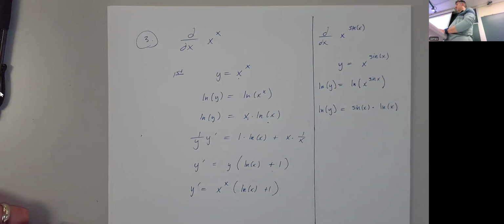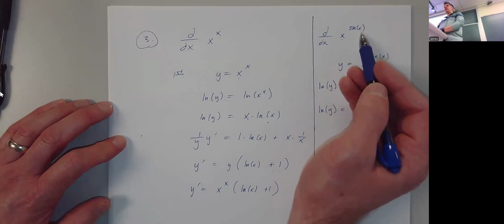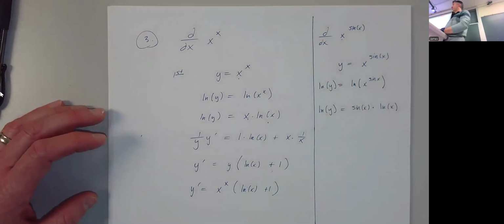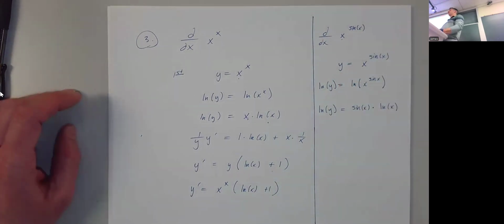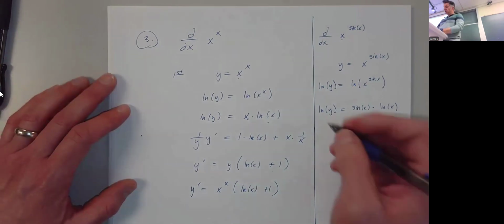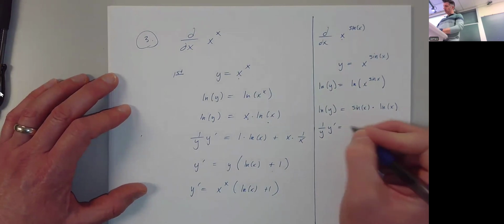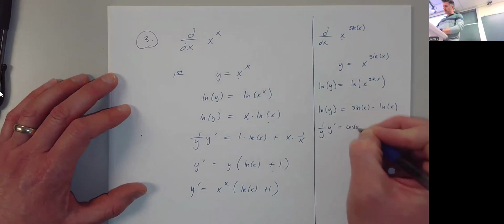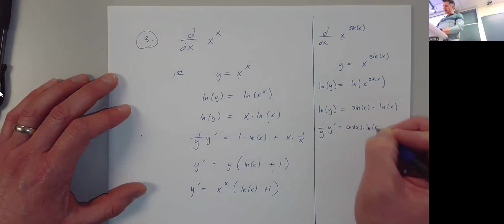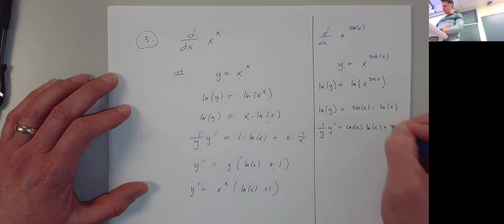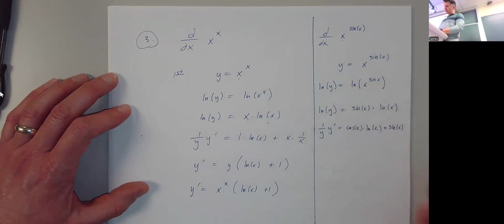After we've gotten that the natural log of y is equal to sine of x times the natural log of x, now is the time to differentiate both sides. Whenever you do this process for something with x to a power, you're always going to end up using the product rule here. There might be other stuff as well, but for sure the product rule is going to come into play. So you're going to get 1 over y times y prime equal to the derivative of sine, which is cosine of x, times the natural log of x left alone, plus sine of x left alone times the derivative of natural log of x, which is 1 over x.